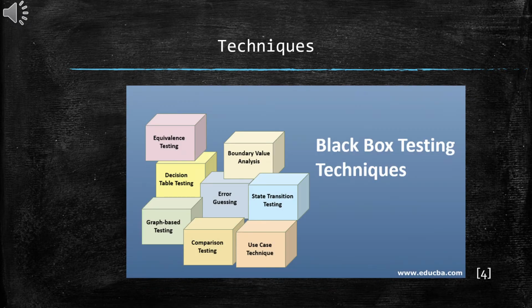There are various techniques to black box testing. There's equivalence testing, decision table testing, graph-based testing, boundary value analysis, error guessing, comparison testing, state transition testing, and use case technique. For this presentation, we will show an example of decision table testing and state transition testing.